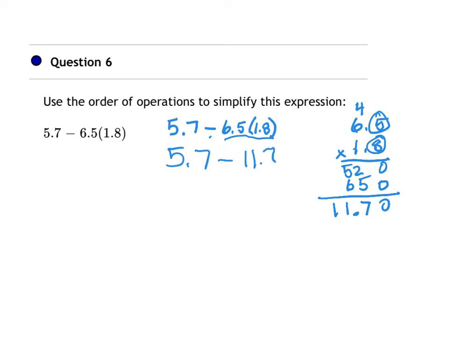Now you have to be careful. The signs are different, so you know you're subtracting. But when you subtract and you're not using a calculator, make sure the larger number, the 11.7, is first, and then subtract from it the 5.7.